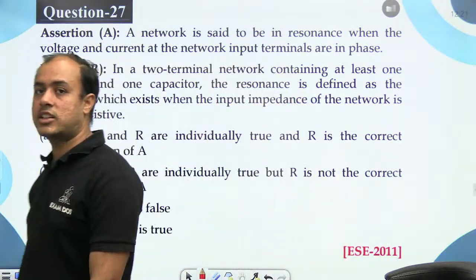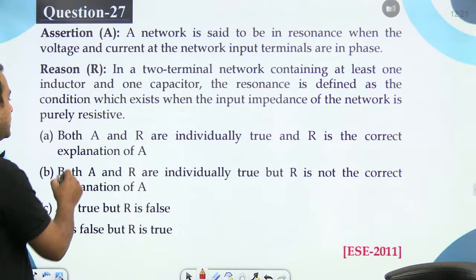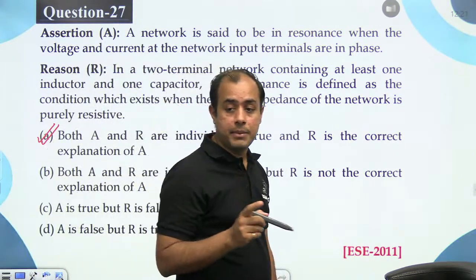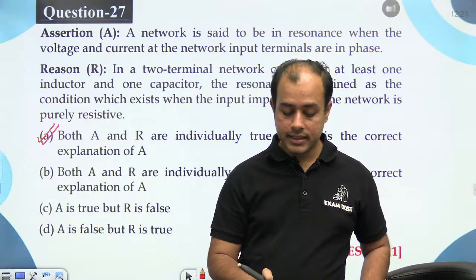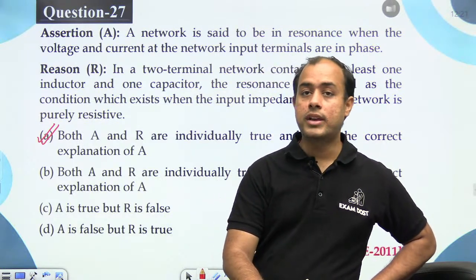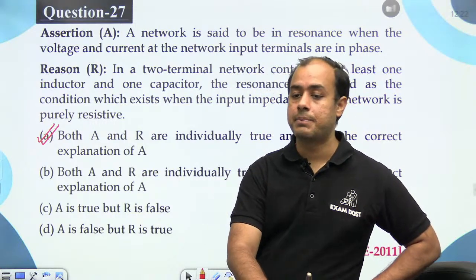A network is said to be in resonance when the voltage and current at the network input terminals are in phase. In a two-terminal network containing at least one inductor and capacitor, resonance is defined as the condition in which input impedance is purely resistive. So this is the correct explanation, because at resonance the impedance is purely resistive. That is why current and voltage will have the same phase.